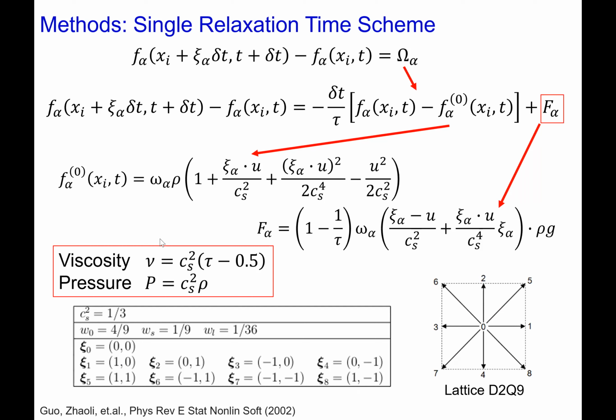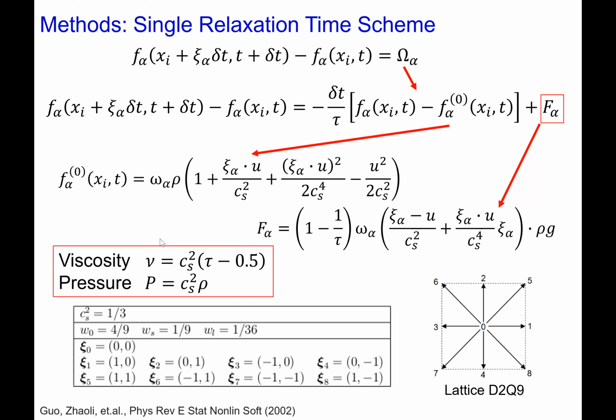And for a 2D lattice, we show all the parameters, such as the square of the speed of sound, the weight for each velocity vector, as well as the velocity vectors along 8 or 9 different directions.